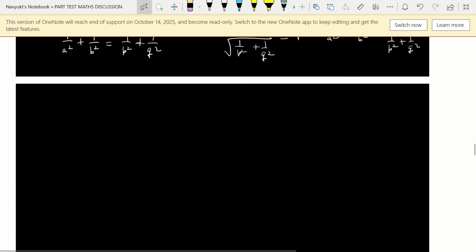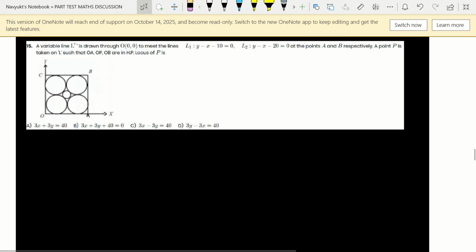Right. Let's get to question number 15. A variable line L is drawn from origin to meet these two lines at the points A and B. A point P is taken on L such that this is this. Fine. So this figure I guess is given extra. This figure does not have any use in this question.